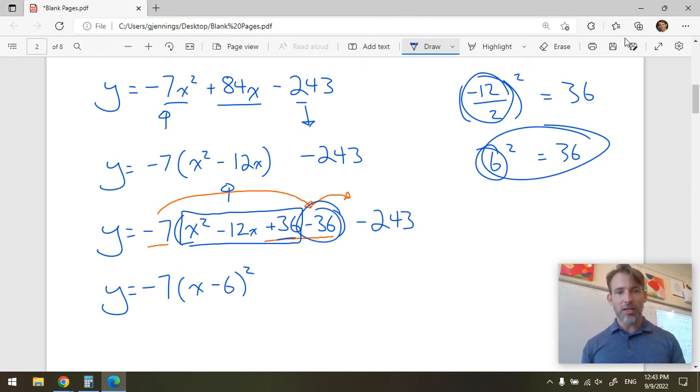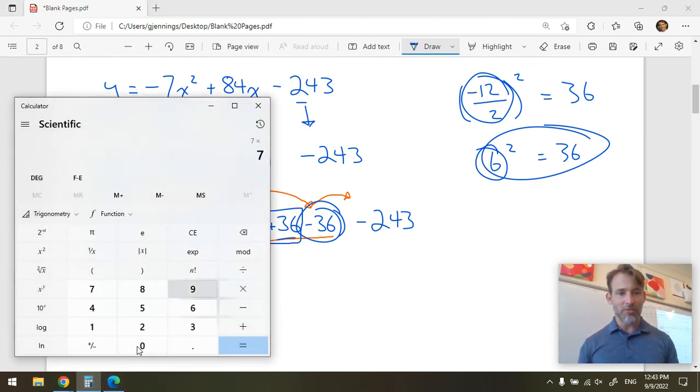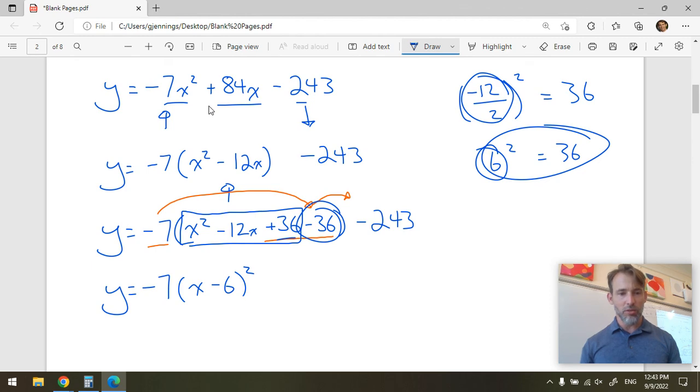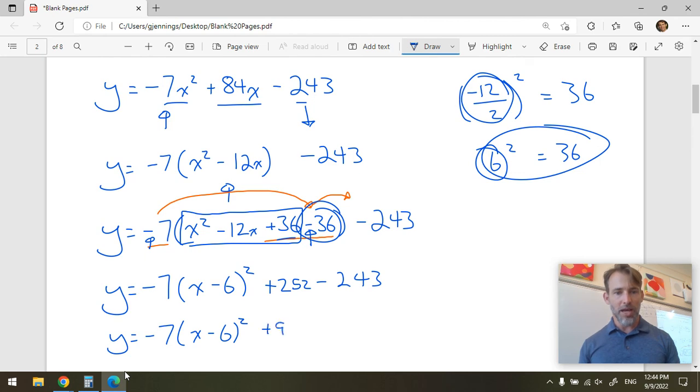Now I'll deal with this. Negative 36 times negative 7. It's also useful to have a calculator. 7 times 36 equals 252. I can do that in my head, but then you have to watch me stare at the screen. Plus 252. It's positive because there's two negatives. And then minus 243. That comes down. So this is y is equal to negative 7 times x minus 6 squared plus 9.